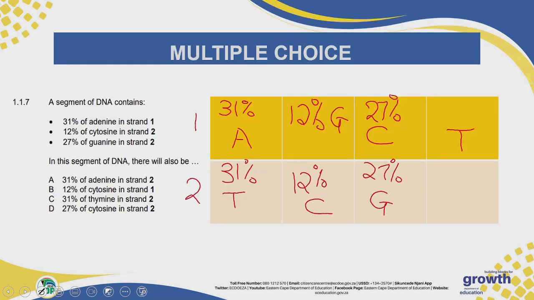It gives us 30% of thymine. I hope you are following me. And then that means that here we are also going to have 30% of adenine.